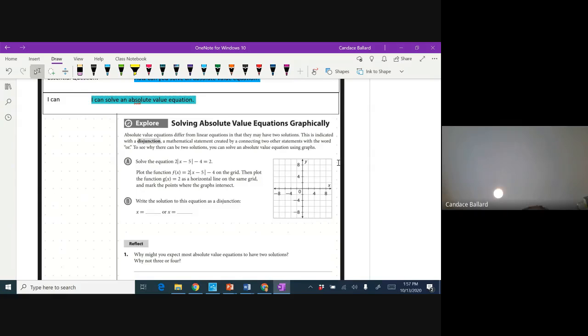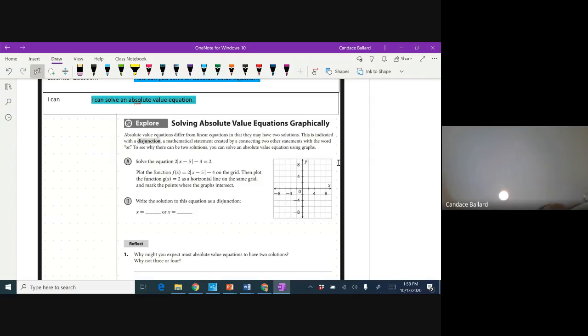All right, so we're going to go through this little explore activity. This does come up in the assignment, so you want to make sure that we are getting this. Absolute value equations differ from linear equations in that they may have 2 solutions. This is indicated with a disjunction, which is a mathematical statement created by connecting 2 other statements with the word or. To see why there can be 2 solutions, you can solve the absolute value equation using graphs.